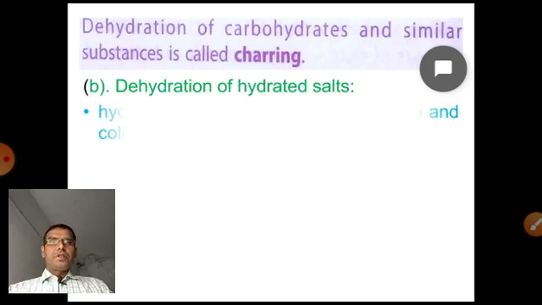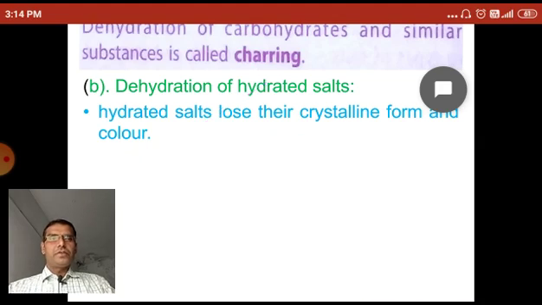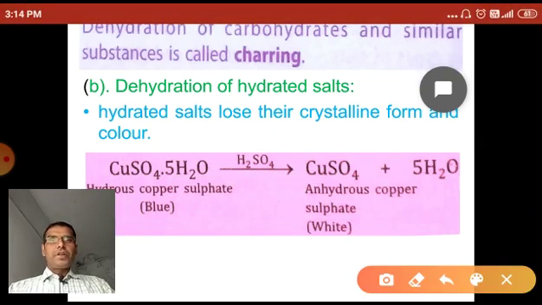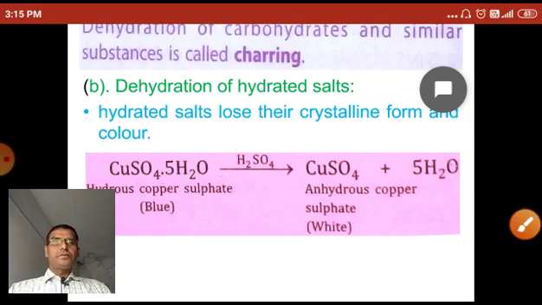Dehydration of hydrated salts. The hydrated salt loses its crystalline form and changes its color, or becomes colorless. As for example, copper sulfate, the blue vitriol, CuSO4·5H2O, reacts with conc H2SO4 to form anhydrous copper sulfate. So hydrated copper sulfate changes into anhydrous copper sulfate, and the blue color of the hydrated copper sulfate changes into white, as water is removed from the hydrated copper sulfate by the conc H2SO4.